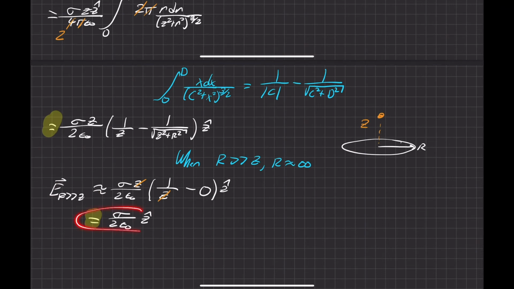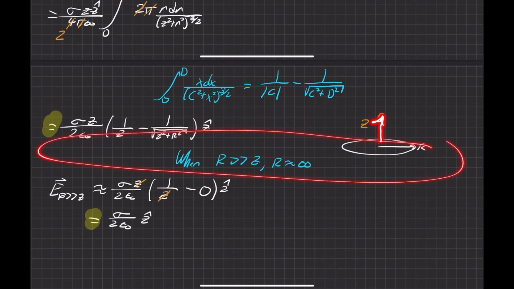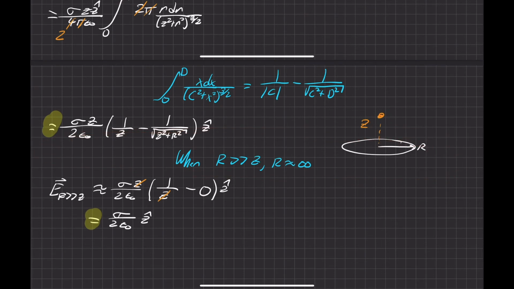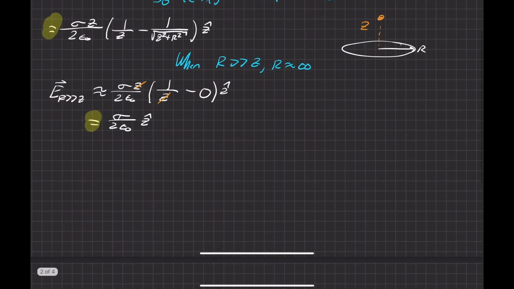It's not going to vary with z, because no matter how far away you get from an infinite wall, it's always just going to look like an infinite wall, no matter how far away you go. So that seems to make sense. But we also have another case for us to look at.